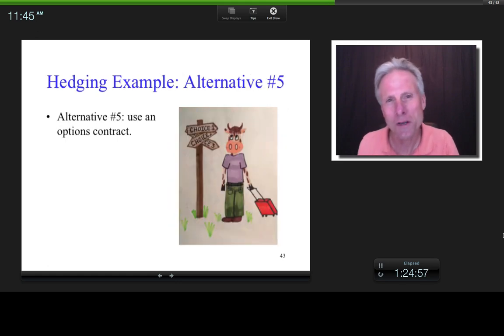So let's get to alternative number 5, and that is to use an options contract. Now, do you remember what an option is?